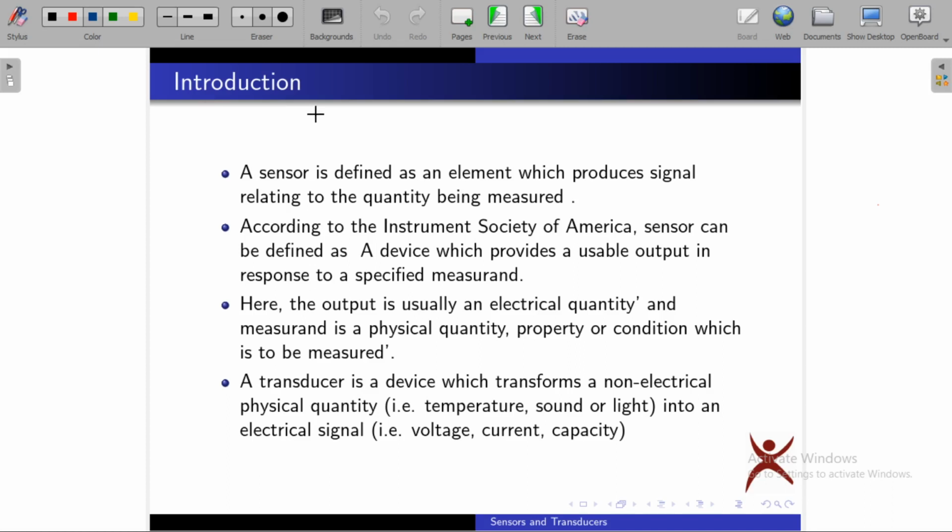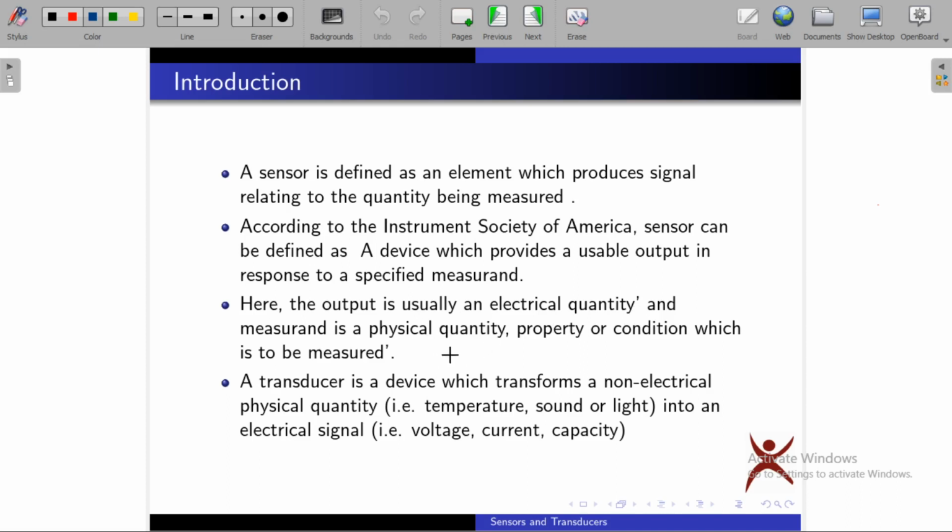Introduction to sensors and transducers. A sensor is defined as an element which produces signal relating to the quantity being measured. It is a device which provides usable output in response to a specified measurement. The output of a sensor is usually an electrical quantity and measurement is a physical quantity.